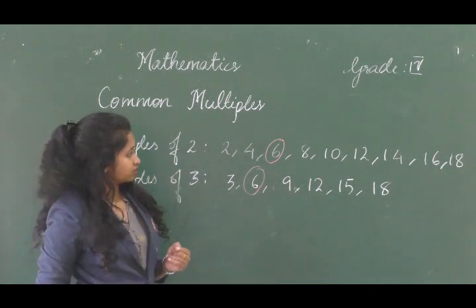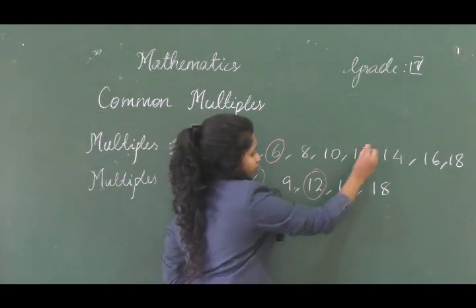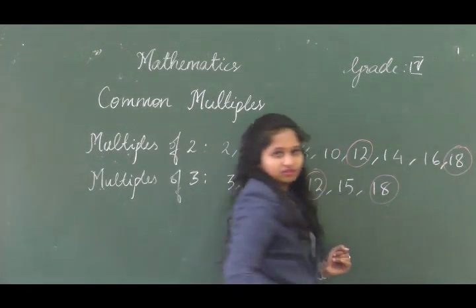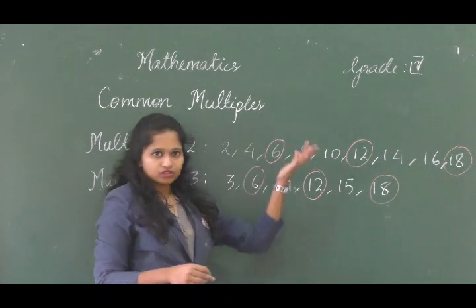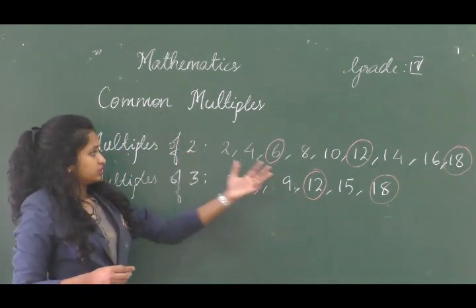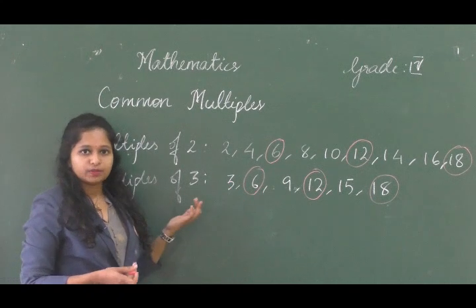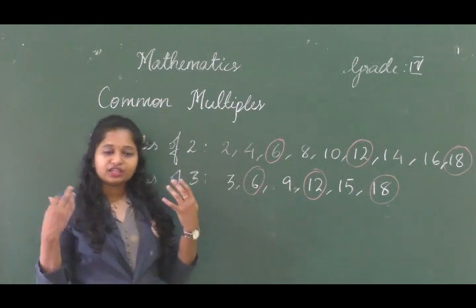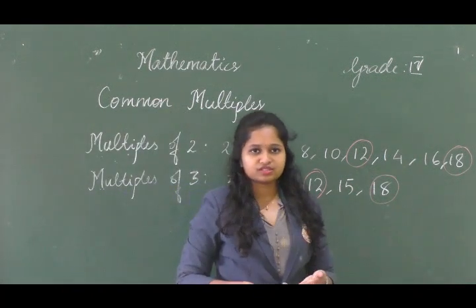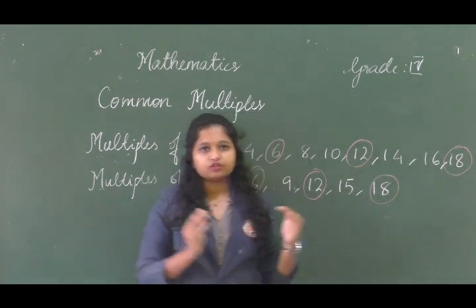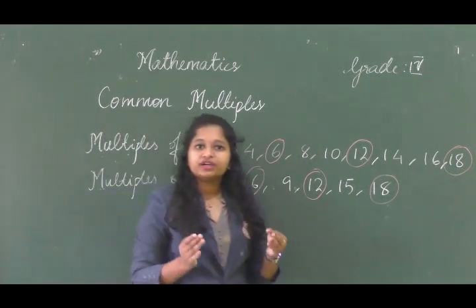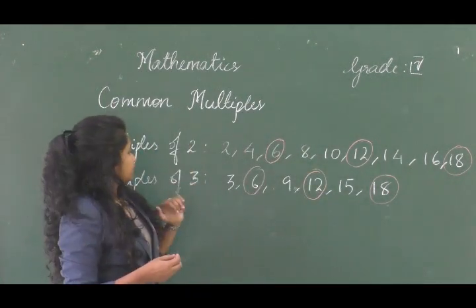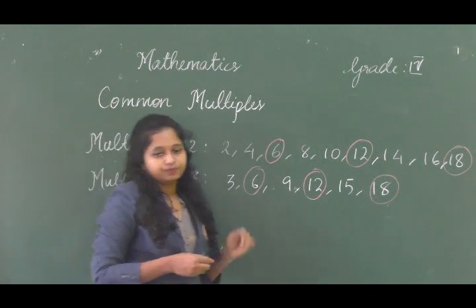6 is common, 12 is common, 18 is common. Okay? And so on. So, here we have first 3 common multiples. They are 6, 12 and 18. So, if you get any 2 numbers or 3 numbers, first write all the multiples of the given number and then find the common multiples in it. Okay? So, this is how we find the common multiples of given number.